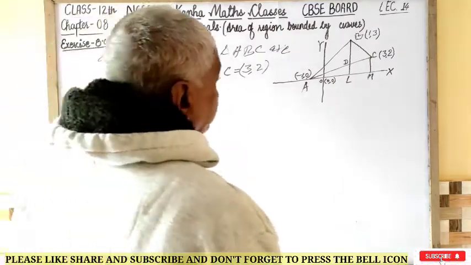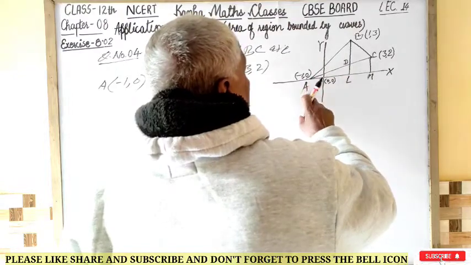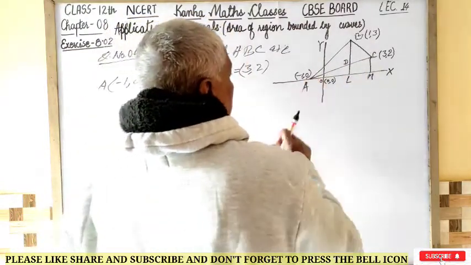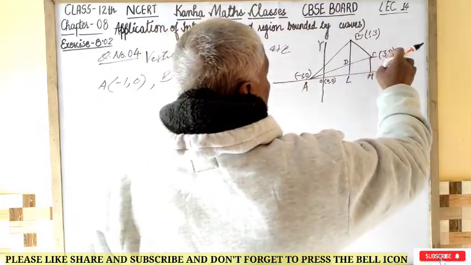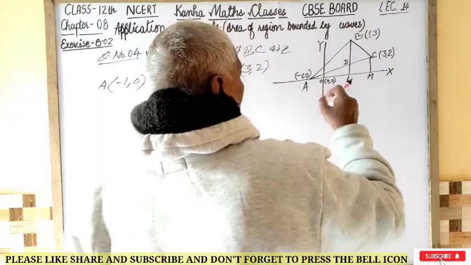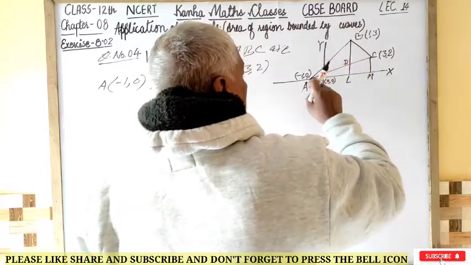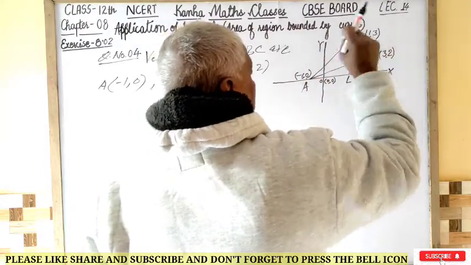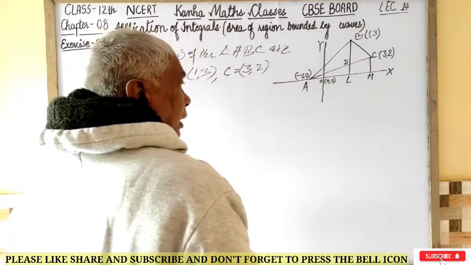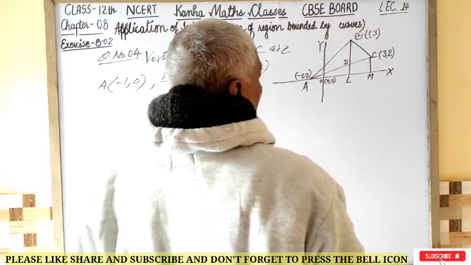Let us see here, if you trace the triangle ABC, as given, the vertices are A equal to (-1, 0), B equal to (1, 3) and C equal to (3, 2). Now the bounded region, that is the area of triangle ABC, we have to calculate by virtue of definite integral.